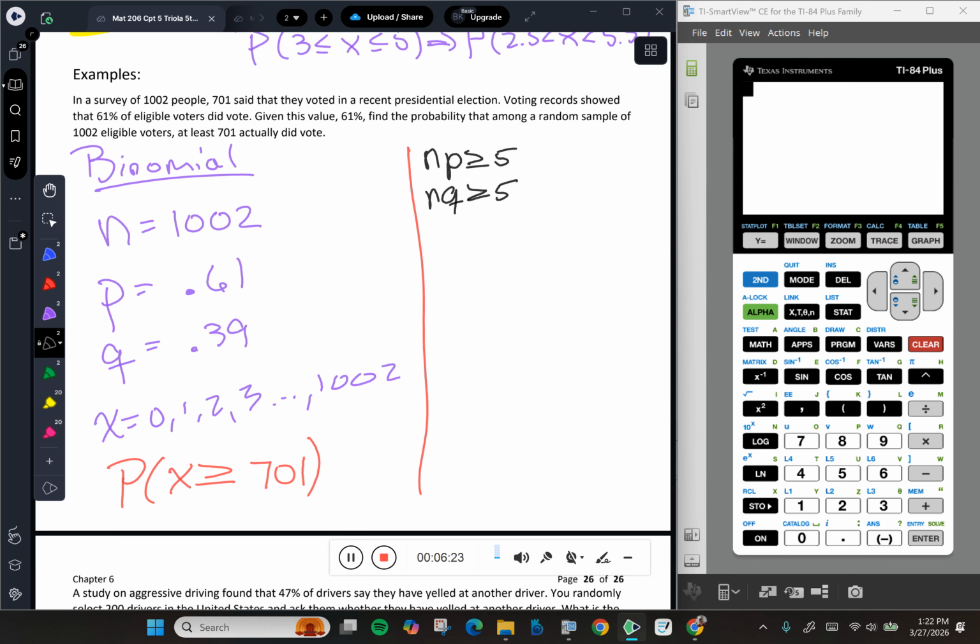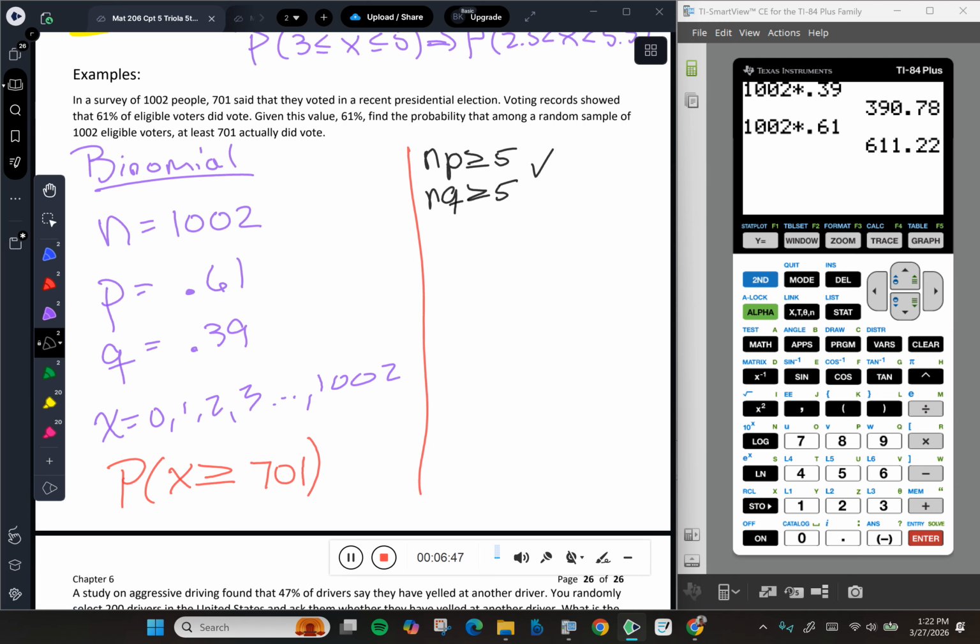Now, given that n is 1,002 and p is 0.61 and q is 0.39, it's going to be very easy just to go 1,002 times 0.39. That's 390. That's way bigger than 5. And 1,002 times 0.61, that's 611. That's way bigger than 5, so we're good there. So both of these are acceptable.